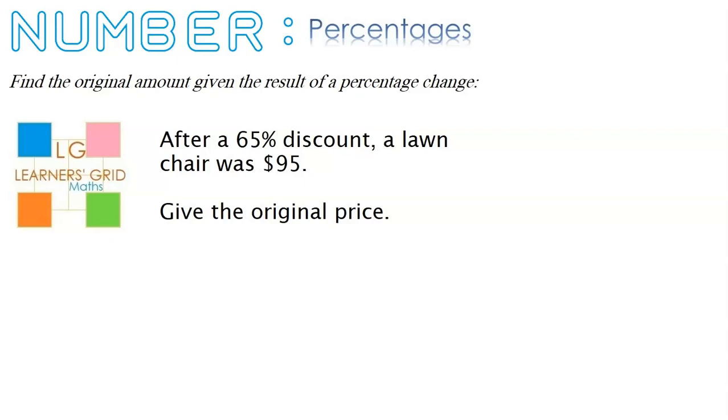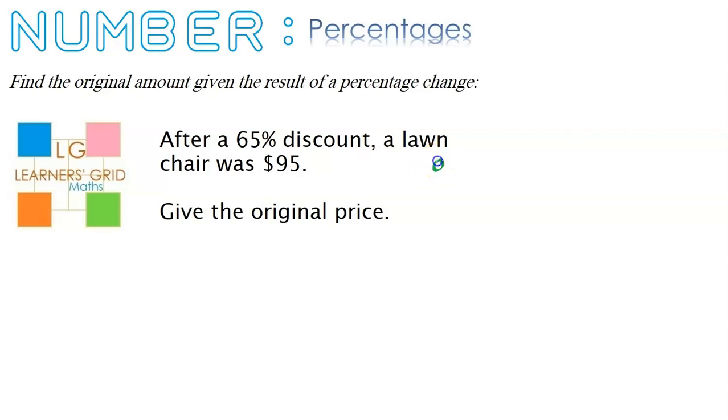In this tutorial video, I'm going to demonstrate how to find the original number or the original amount following a percentage discount. So let's take a look at this kind of a question here. After a 65% discount, a lawn chair was $95, and what we have to do is to give the original price. Okay, so essentially what you need to think about is something like this.